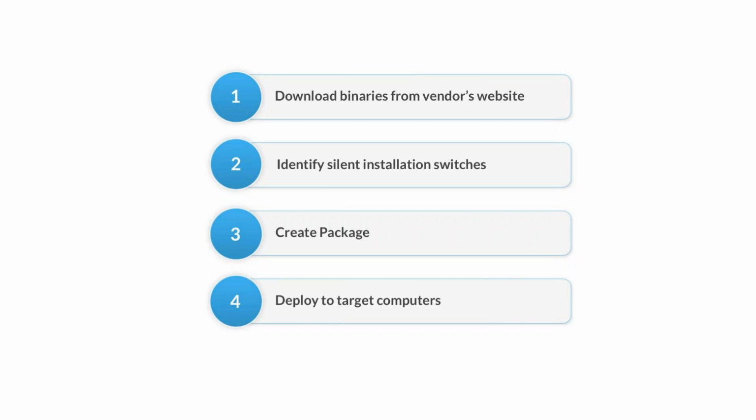I will download the required binary, which is nothing but the Chrome MSI installer file. So I will connect to the Chrome website, download the MSI, and then I want this application to be silently installed on the client machines. So I will be searching for the silent switches, which is my second task. And then I will create a package in Desktop Central and deploy that to the target machines.